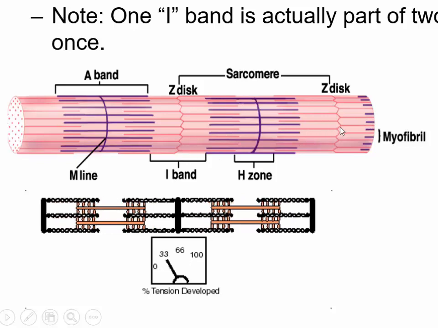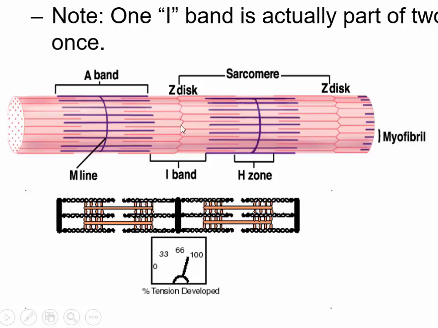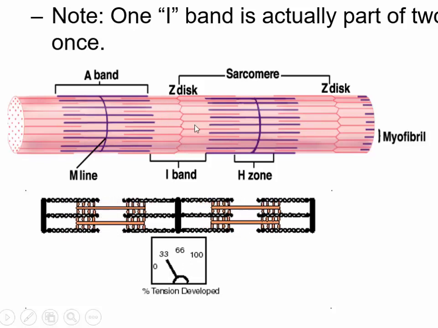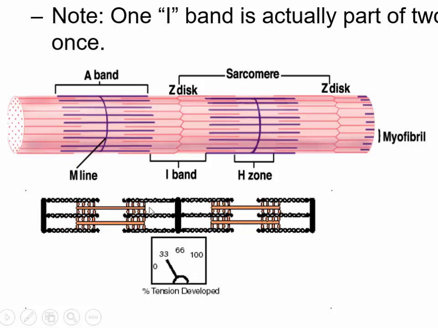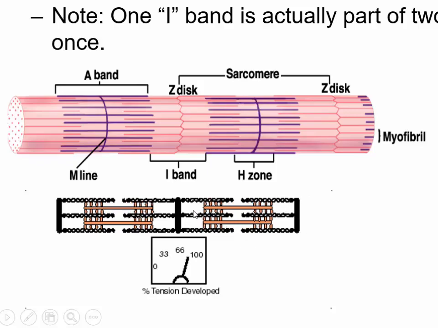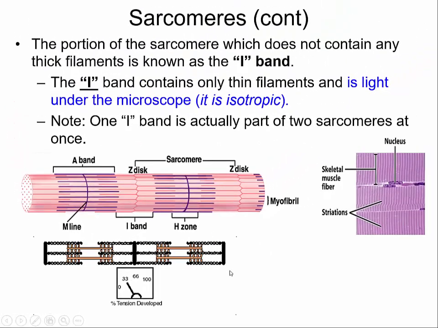Remember, the Z disc to Z disc is one sarcomere. So Z disc is in the center here of the I band, so it's part of this sarcomere and this sarcomere. And we're going to see that when the muscle contracts, the I band is going to get smaller. So shown here in this animation, the I band goes from here to here. And when you contract, the I band is going to get smaller. When you relax, the I band will get larger.